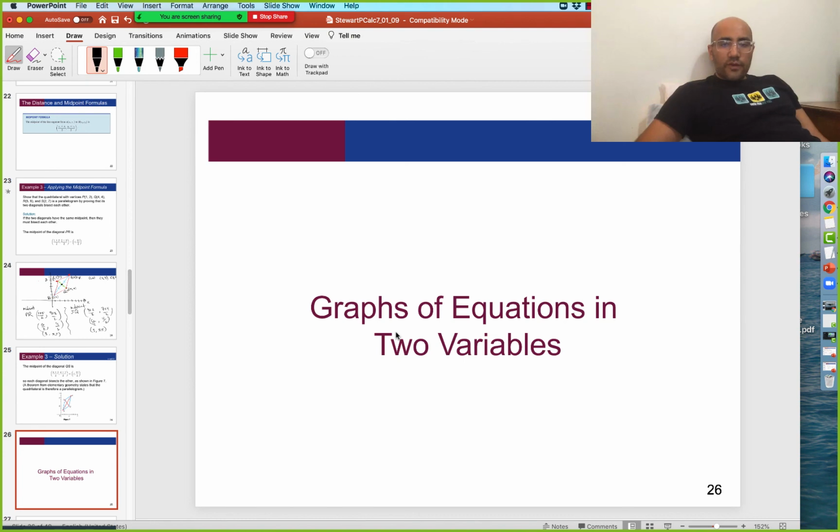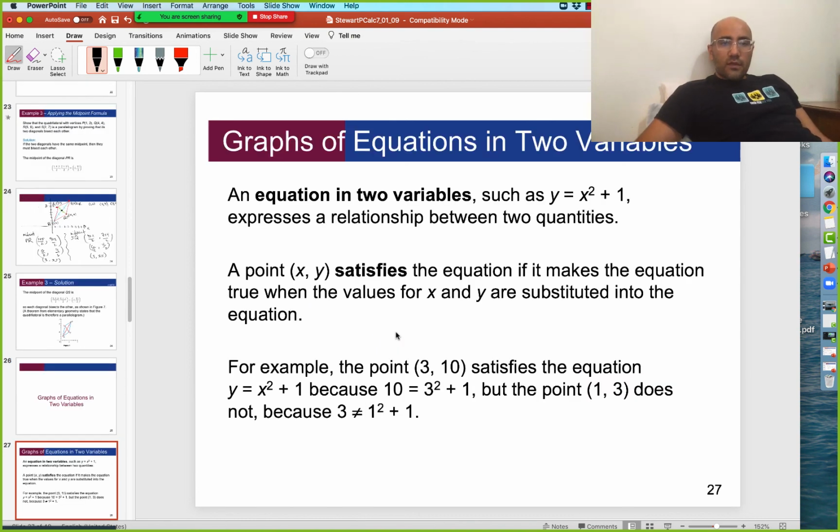Graphs of equations in 2 variables. An equation in 2 variables, such as y equals x squared plus 1, expresses a relationship between 2 quantities. A point (x, y) satisfies the equation if it makes the equation true when the values for x and y are substituted into the equation.